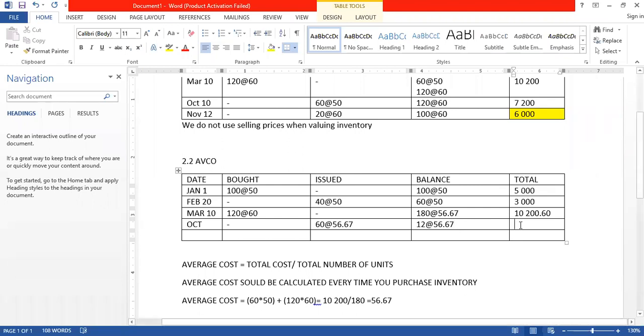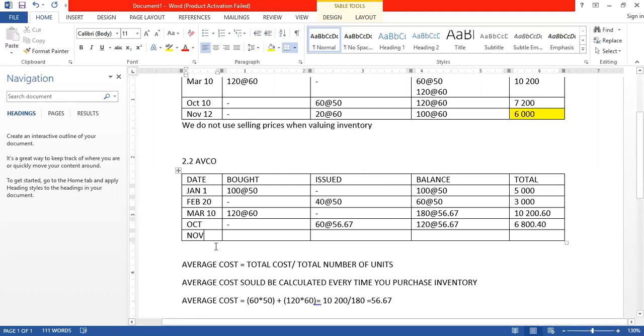Okay, and then from there, sorry, this is 120. And then from there, what we do is we find our new total. So 120 multiplied by 56.67. That will give us 6,800, point 0.40 cents. Okay, so we move on to November.